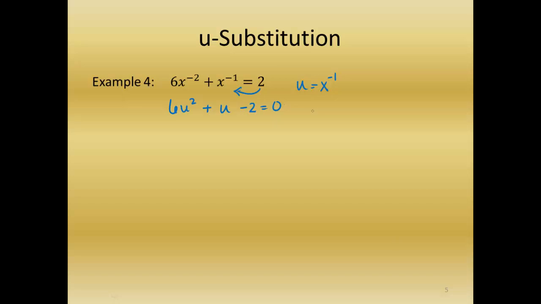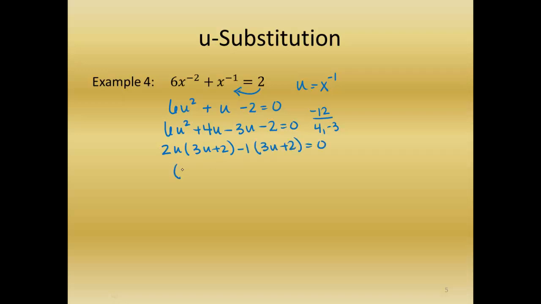You can go ahead and multiply and use the split the middle grouping method if you'd like, or you can factor another way. This time I'm going to use 4 and negative 3. So I've got 6u squared plus 4u minus 3u minus 2 equals 0. Factoring out a GCF gives me a 3u plus 2. Factoring out a negative 1 is a 3u plus 2. So (2u - 1)(3u + 2) equals 0. When we set those equal to 0 using the zero product property, we end up with u equals a positive 1/2 and u equals a negative 2/3.